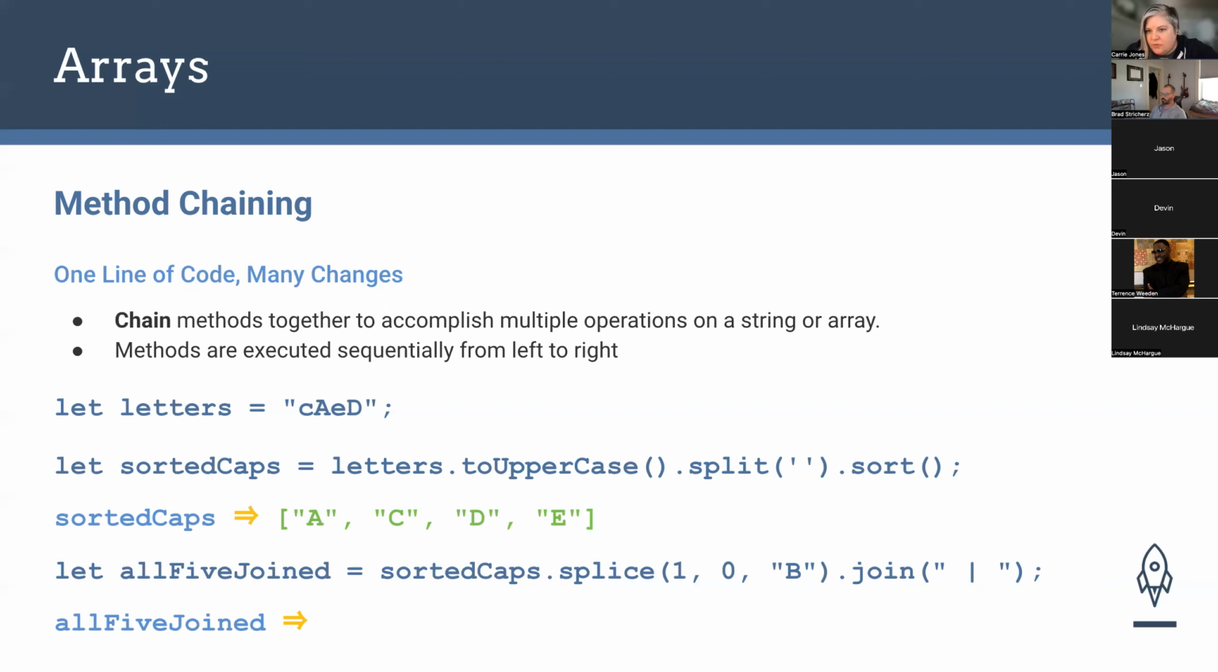I could have sworn I had some stuff in here to help with that, but maybe the transitions are just out of order. Okay, let's do the next one and then I'll see if they show up. So the next one, we take that sorted caps that we just created, because I stored all of that in a variable, right? And we operate on it further. This time we use splice. We have 1, 0, capital B. And then we join it with space, pipe, space. So what would I expect that to look like when it's all done?